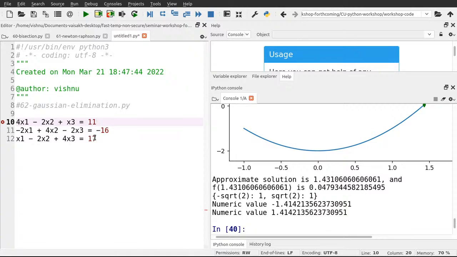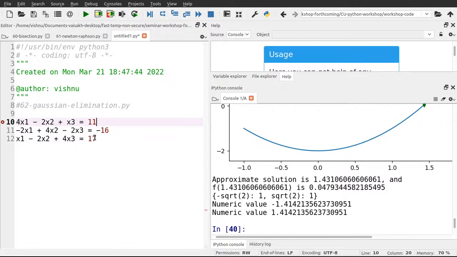We will substitute this x3 into the second one, so we will get x2. We will substitute this x2 and x3 into the first one, so we will get x1 also. So backward substitution. This is essentially the philosophy, the logic behind Gaussian elimination.